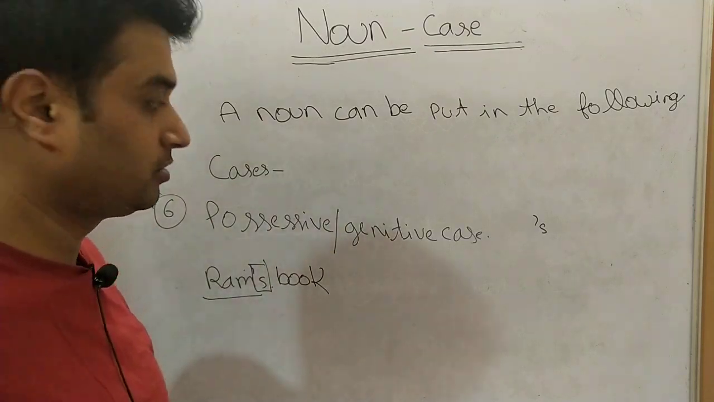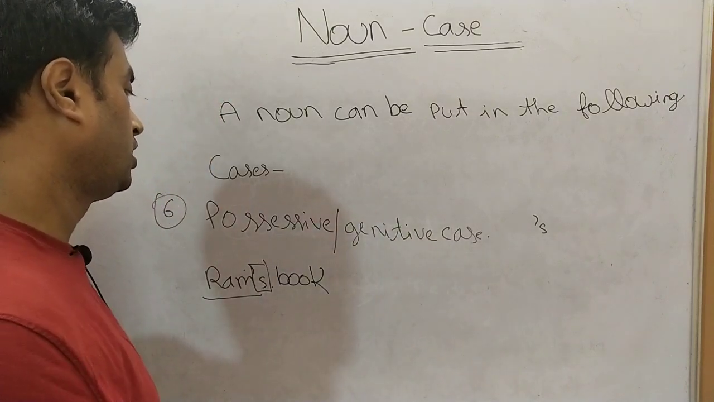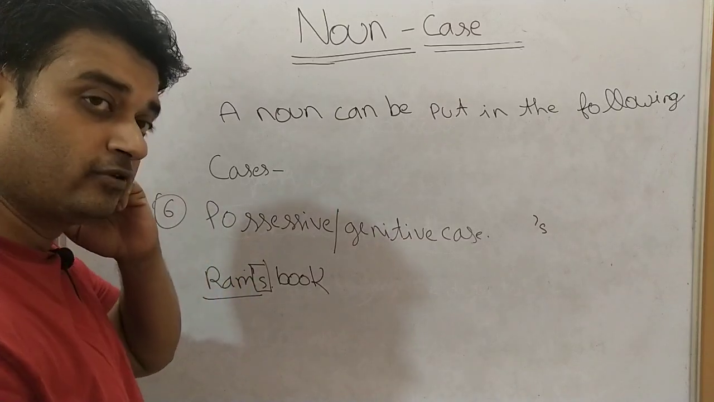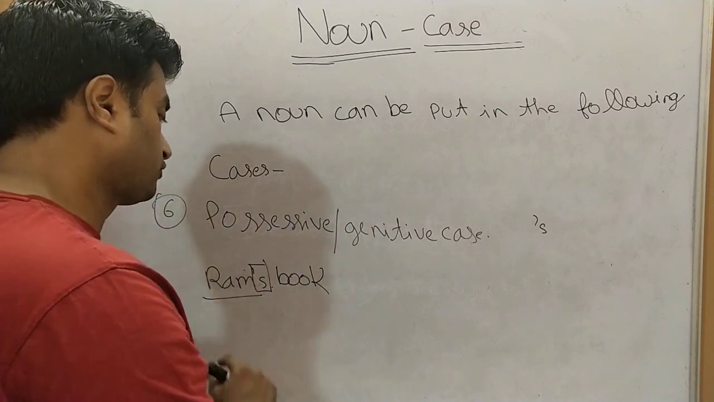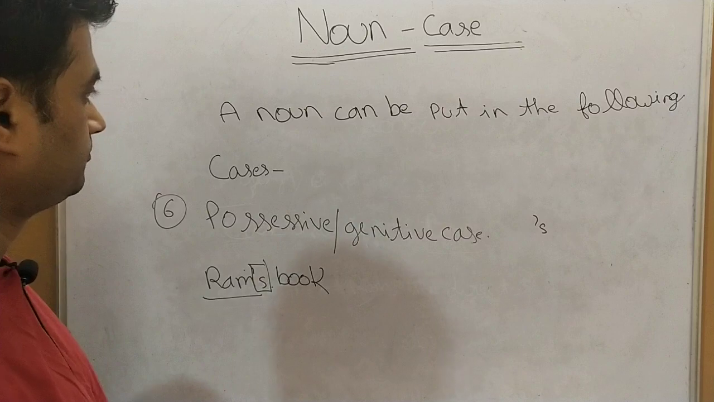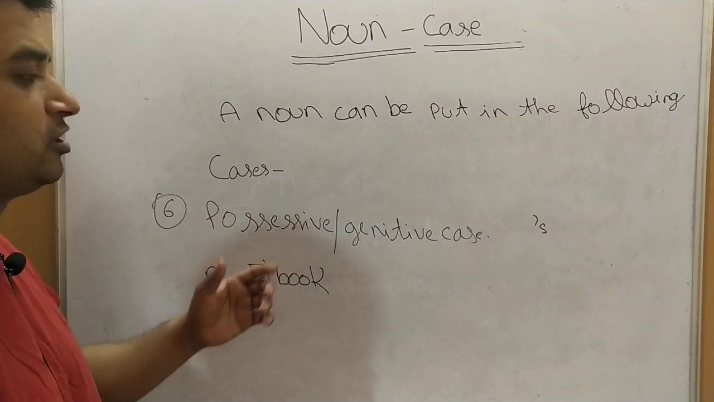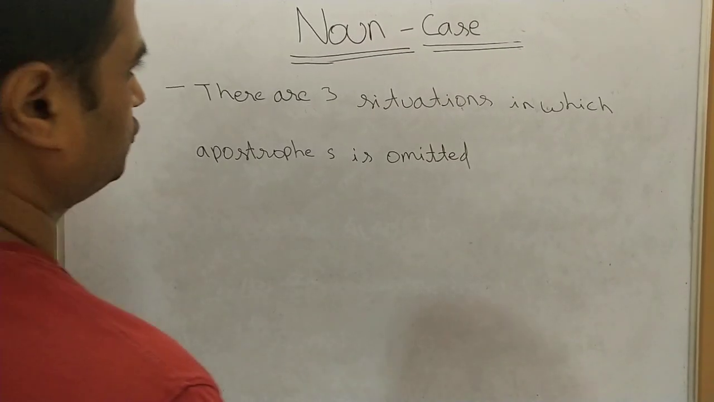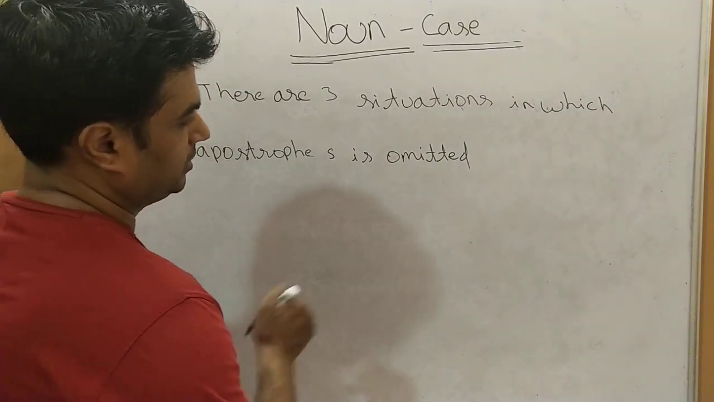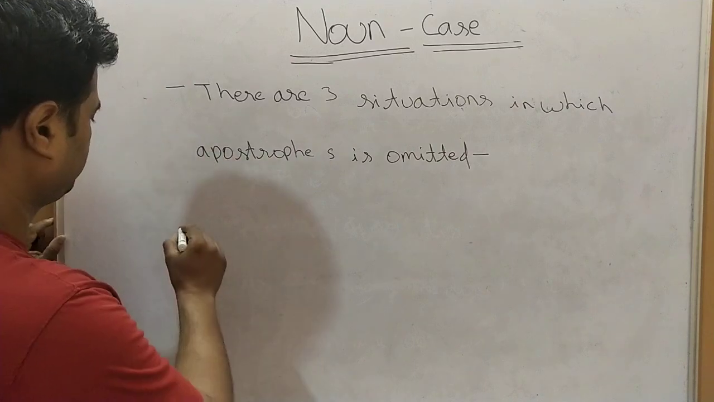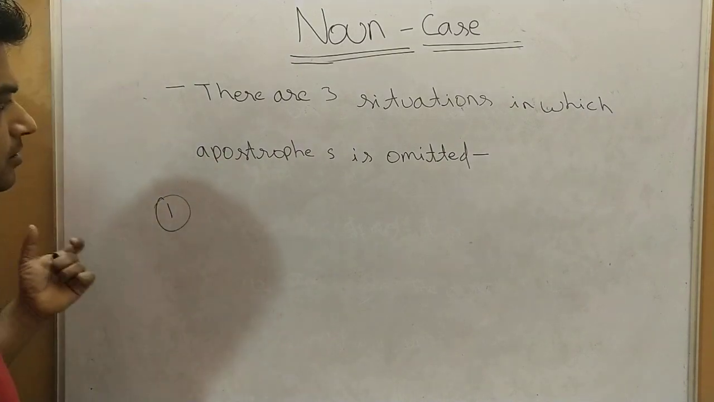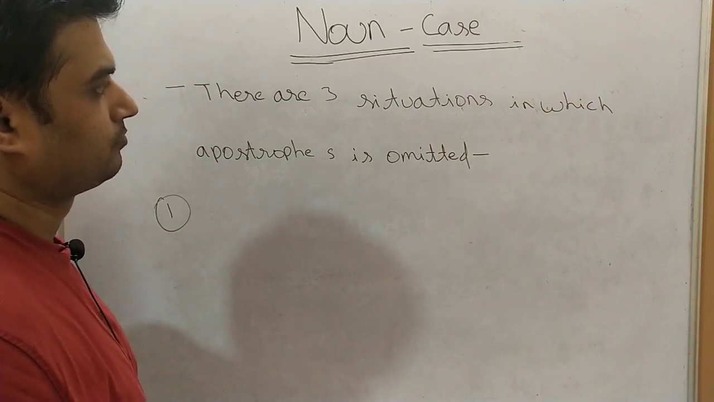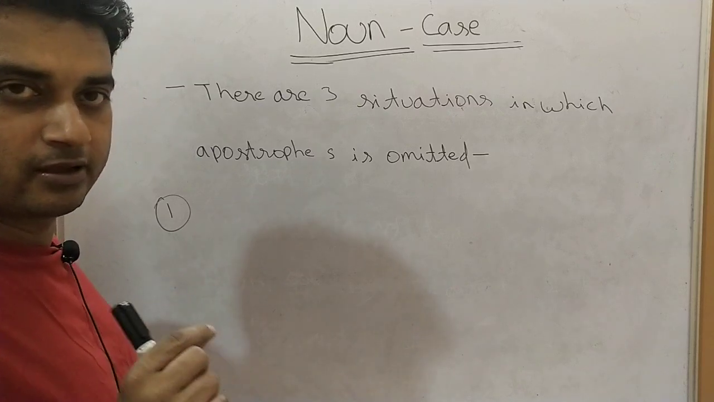And now we have to understand why it is the most important, because we have to understand where we have to use the apostrophe s and where we do not have to use the apostrophe s, or where we have to use only the apostrophe, not the s. So, let's see what possessive or genitive case is. Usually there are three situations in which apostrophe s is omitted. The first situation is the apostrophe s is omitted whenever there is a plural noun ending with the letter s.